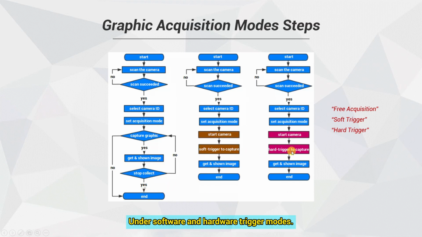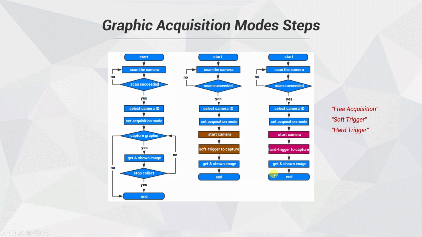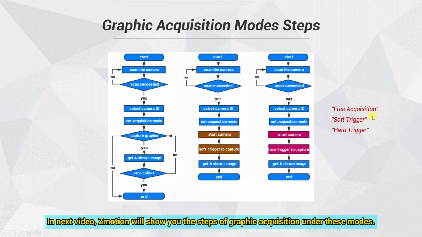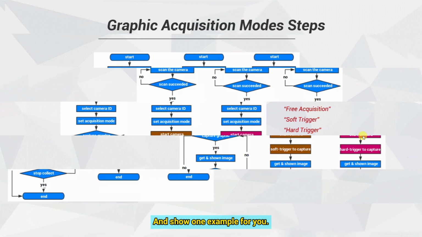Under software and hardware trigger modes, please set the mode as the corresponding values. Then, you only need to open the camera and send one trigger signal. One is a software signal, another needs a hardware signal. When it gets the trigger signal, one frame graphic will be collected and shown. Then, it ends directly. In the next video, Zmotion will show you the steps of graphic acquisition under these modes, and show one example for you.